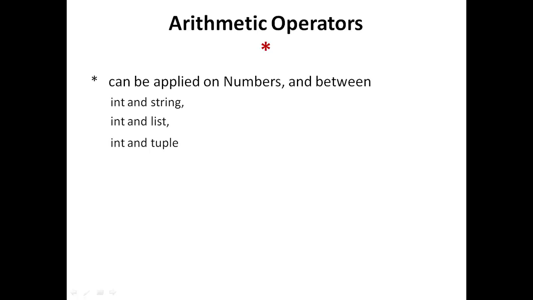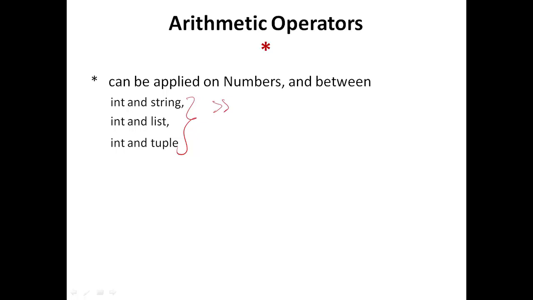Next is the multiplication operator. You can apply the multiplication operator on numbers, that is integer, float and complex number, as well as you can apply the multiplication operator between an integer and string object, or integer and list, or integer and tuple. So in these last three cases it will behave differently. So let's have an example.